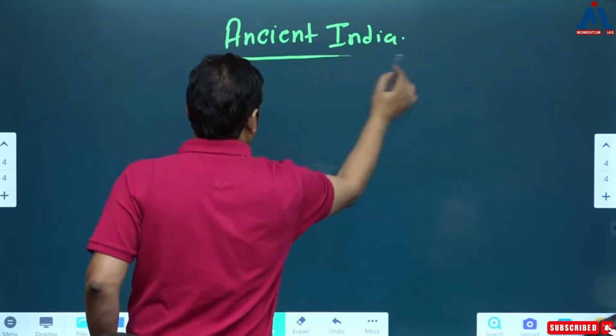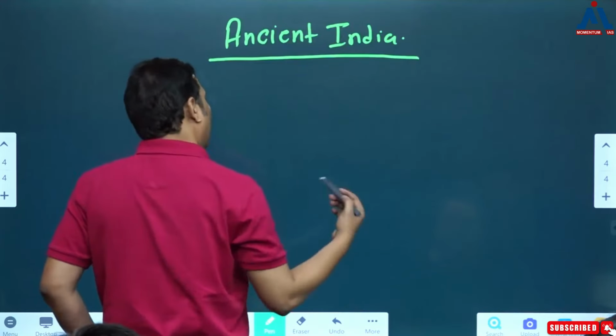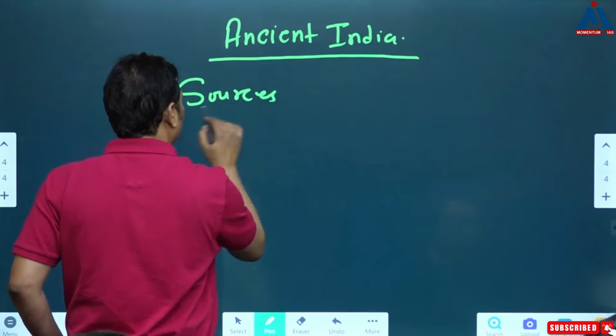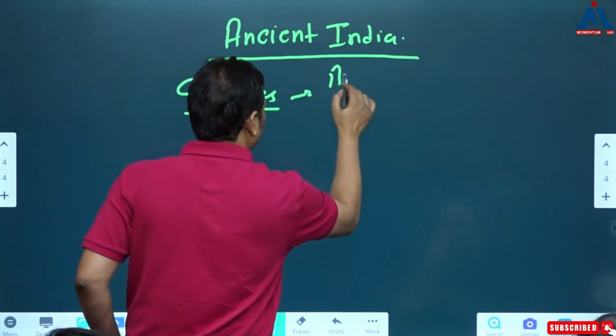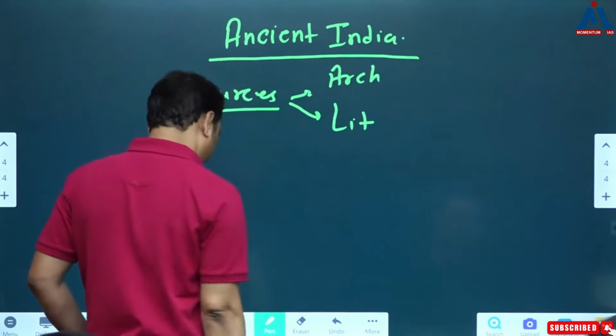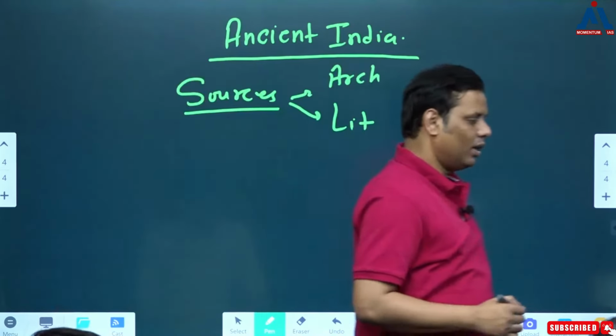So when we are trying to understand ancient India, I have already told you that something which is helping us a lot is sources. And there are two types of sources, called archaeological and literary sources. Now again, understand one thing very carefully.